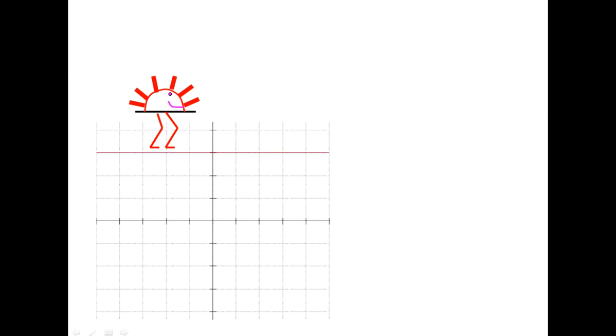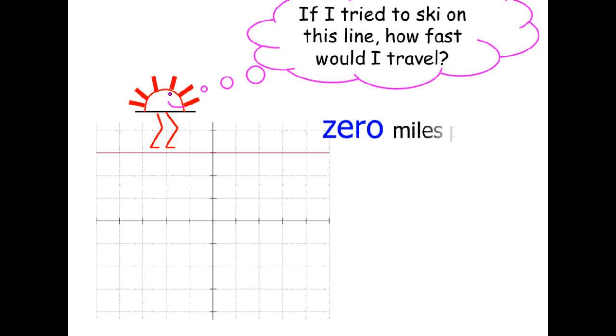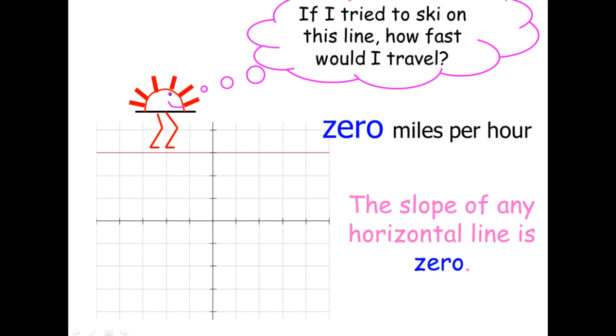So if we bring on Mr. Slopeman, is he moving? How fast is he moving? 0 miles per hour, right? Alright, he's going 0 miles per hour. He's not moving. So the slope here will be 0.